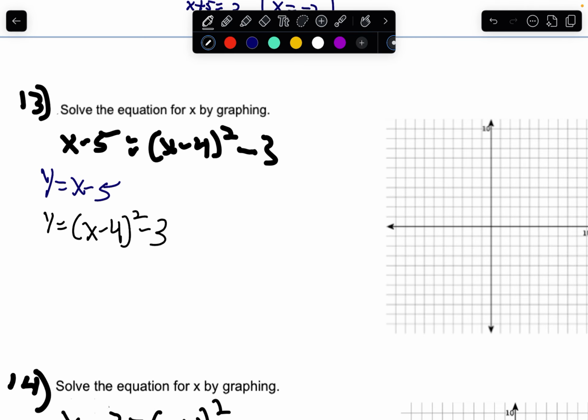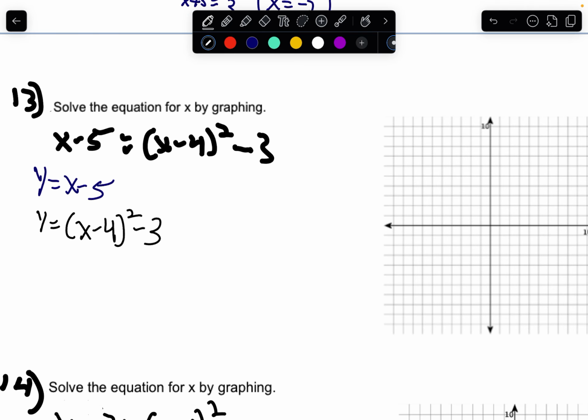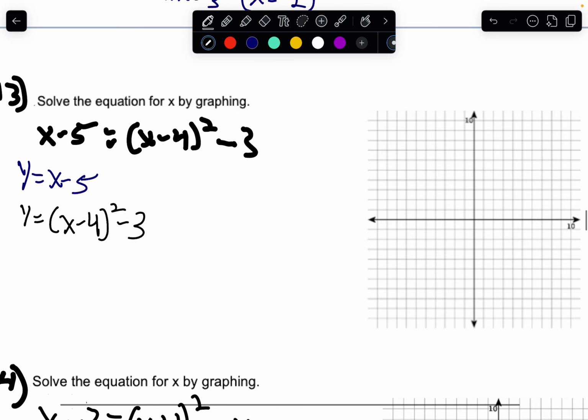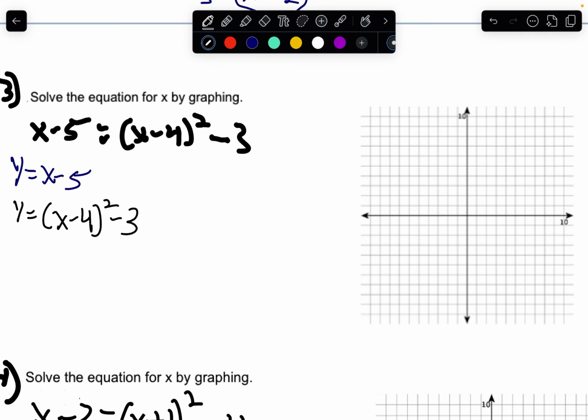Here's our grid. I'm going to begin with the black graph. So it's a parabola shifted to the right 4, down 3. So that means it would have been here at the origin, but now it's to the right 1, 2, 3, 4, and down 1, 2, 3. That's where the vertex is. So to the right 1, 2, 3, 4, down 1, 2, 3. There it is.